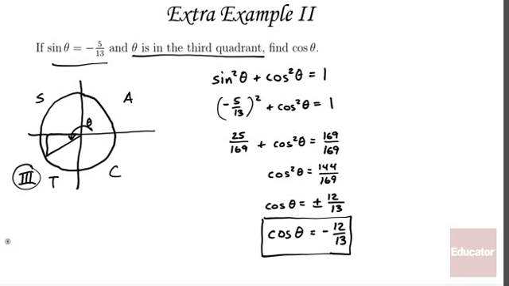So the key to this problem really is, first of all, remembering the Pythagorean identity. Sine squared theta plus cosine squared theta is equal to 1. Then you plug the value you're given into the Pythagorean identity, and you try to solve for cosine theta. Once you work through the arithmetic, you get a value for cosine theta, but you don't know if it's positive or negative. Then you go over and look at what quadrant the angle is in.